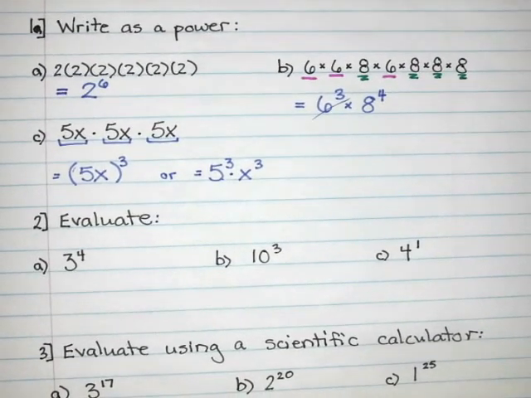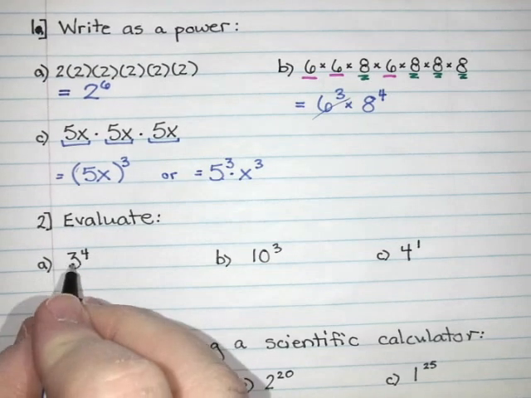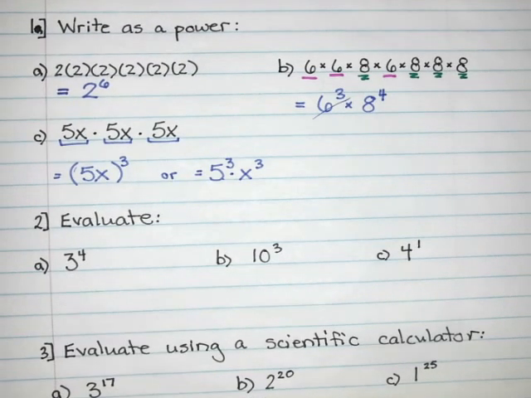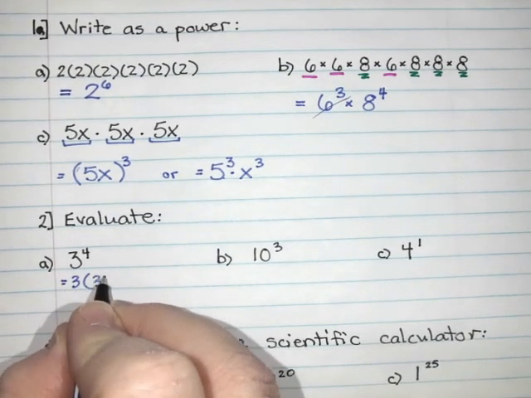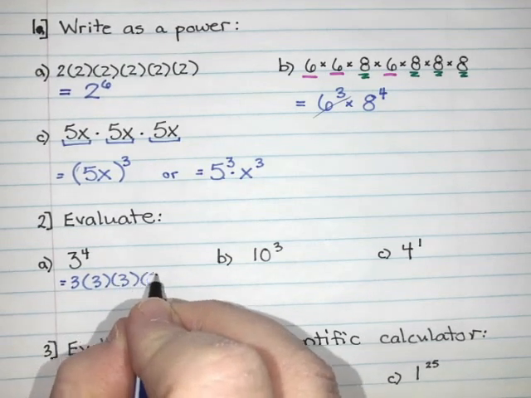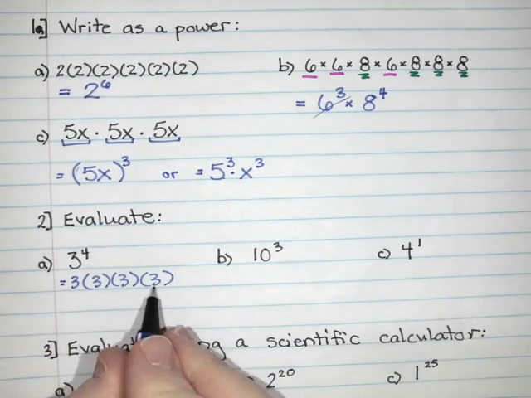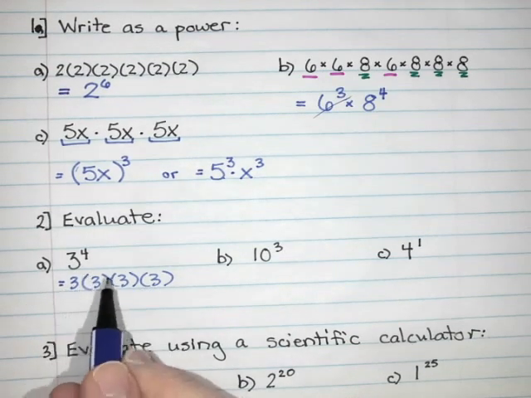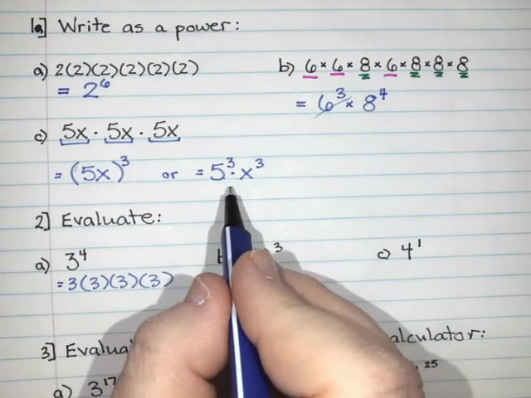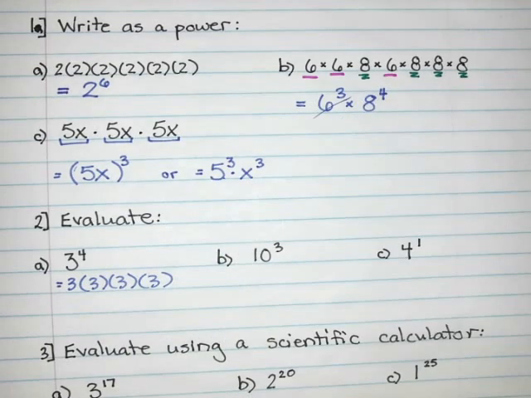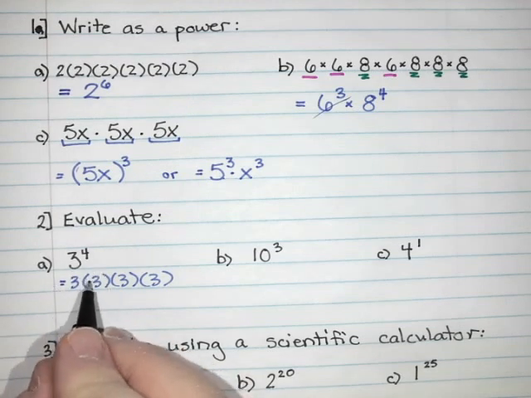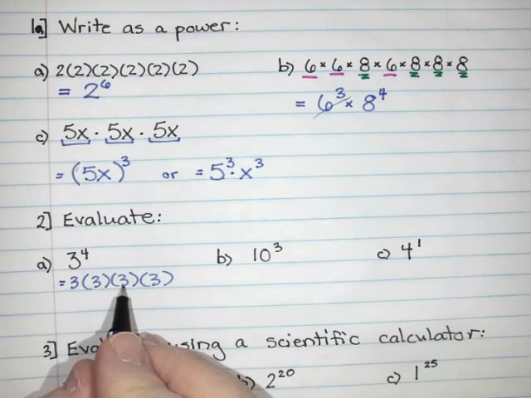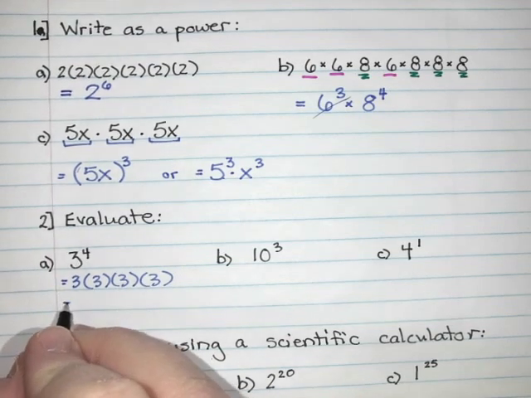Anytime you see a question that talks about evaluating, it wants you to work out the actual answer. So 3 to the power of 4, the example that we saw at the very beginning, is 3 times 3 times 3 times 3. I'm multiplying it 1, 2, 3, 4 times. When you're multiplying, you can use brackets, you can use the dot, you can use the little x. It's entirely up to you. I kind of like the bracket. So 3 times 3 is 9, and then times 3 is 27, and then times 3 is 81.